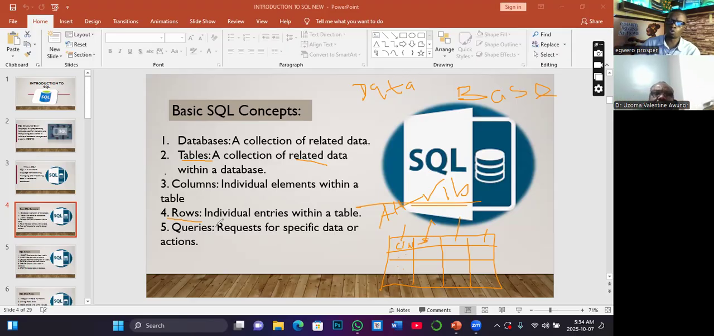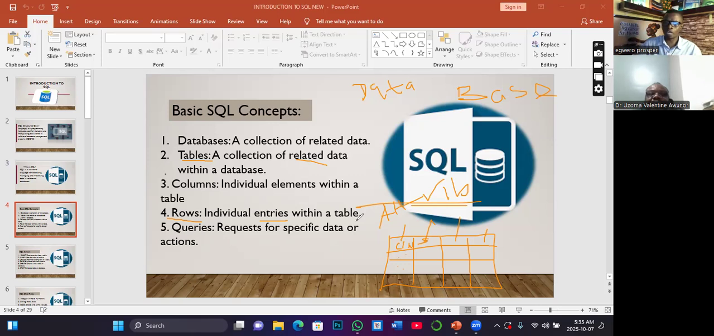So there is no individual out there that will claim that he or she can speak SQL as a programming language without understanding these keywords. What are rows? Rows are individual entries. That is a record. This entry also means what? Record. Individual record or individual word entries within a table. So you can see that what?